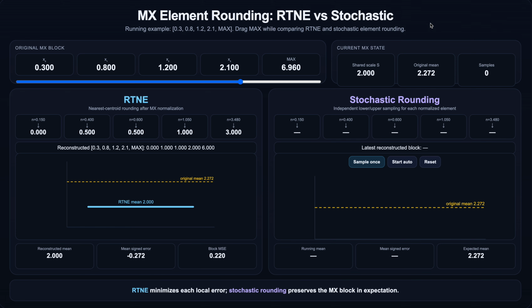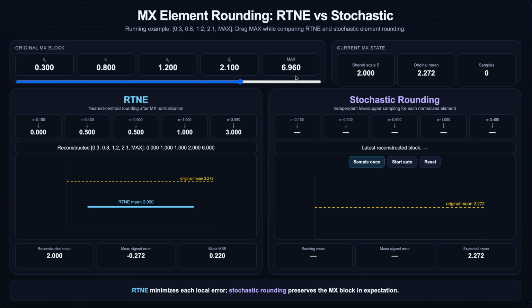Let's now study an application of stochastic rounding in the context of block floating point format. So here we are looking into MX element rounding, and we'll contrast this with a simple round to nearest even rounding format. I have the same example, 0.3, 0.8, and so on, up to a max of 6.96.